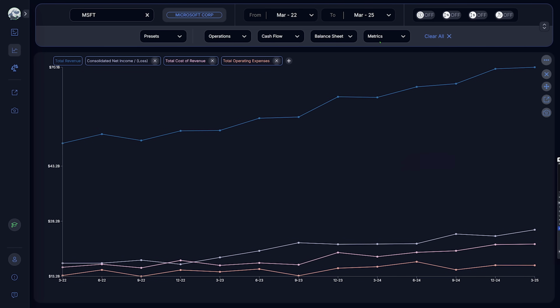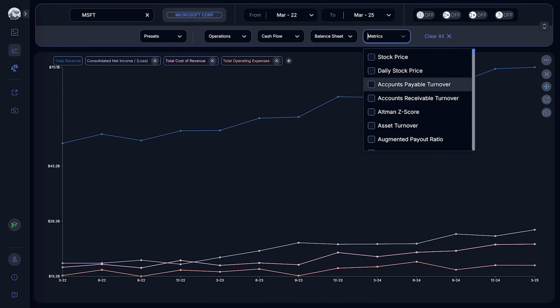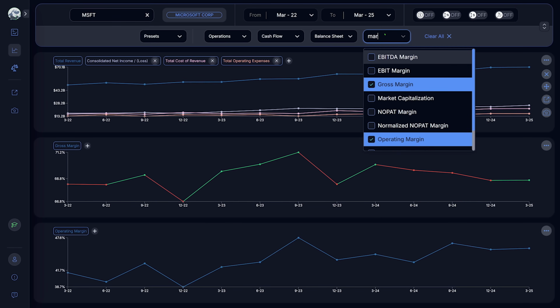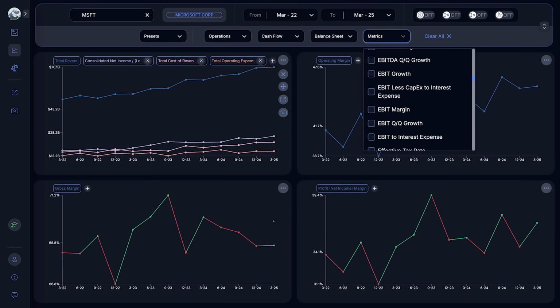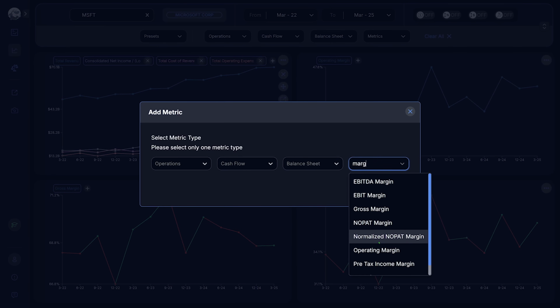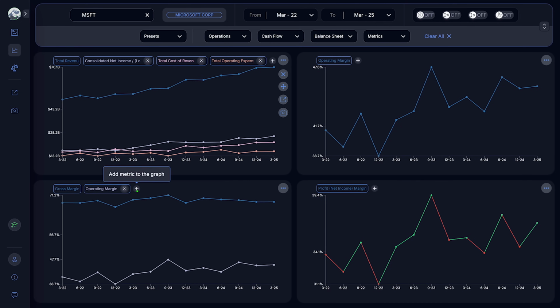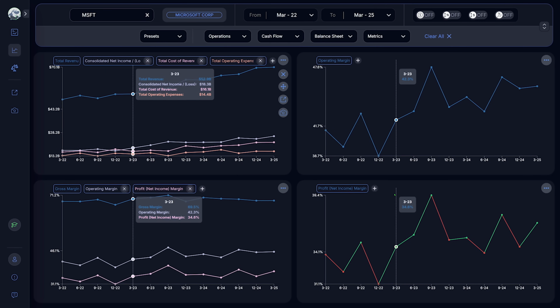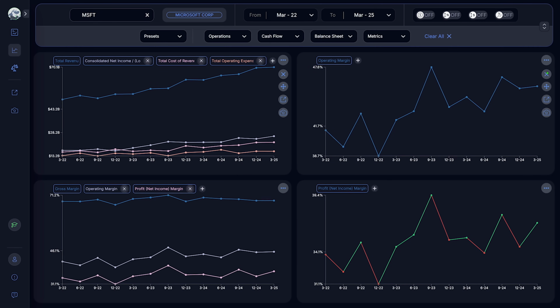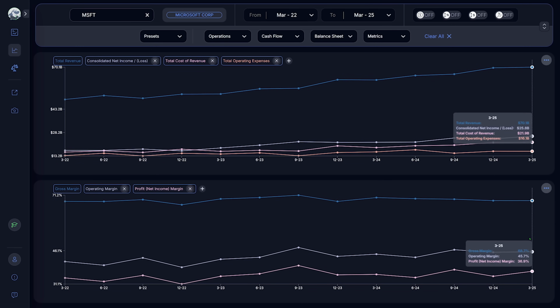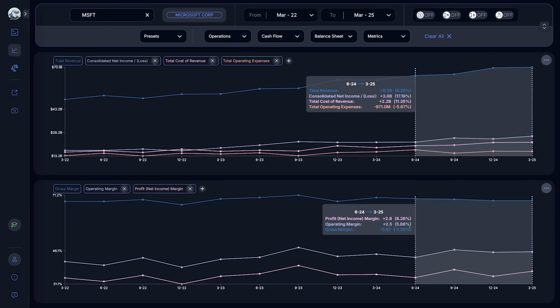To understand the company's profitability, it's crucial to look at its profit margins: gross, operating, and net. Let's put them all now on one graph. We want to see stable or improving margins, indicating operational efficiency and pricing power.